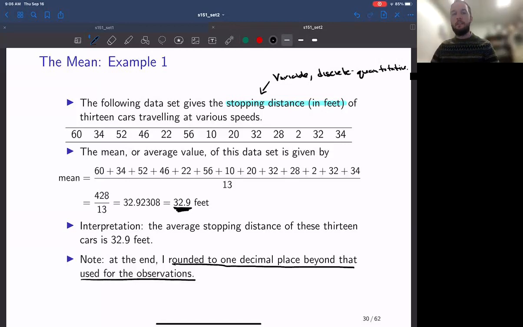So if you are asked to round to a decimal place beyond that used for the observations, this is what that means. Our data have 0 decimal places associated with them. So 1 decimal place beyond that used would just be 1 decimal place. So here 32.9 uses 1 decimal place more than the data. Therefore, that's 1 beyond what is used. Okay.